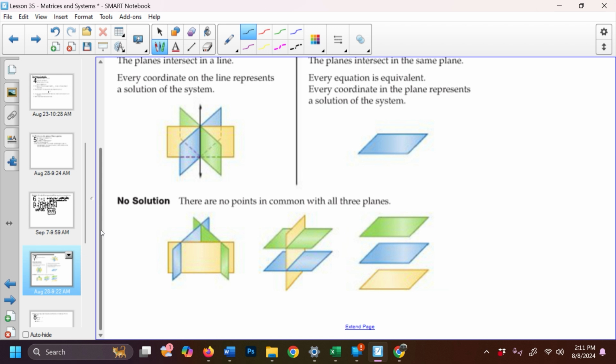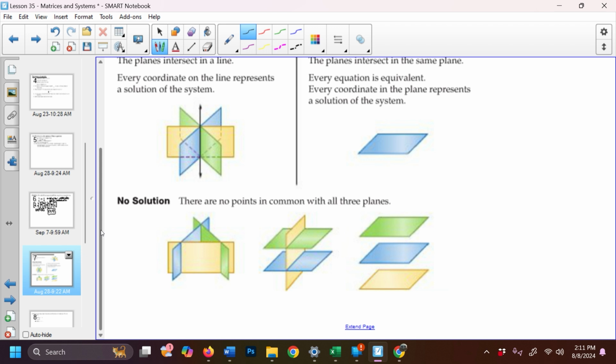For example, again, look at the room that you're sitting in. Look at the ceiling, look at the front wall, and then look at the floor. Those are 3 planes, and 2 of those planes intersect with each other, but there is no place where all 3 planes intersect together. So there are no solutions in that.